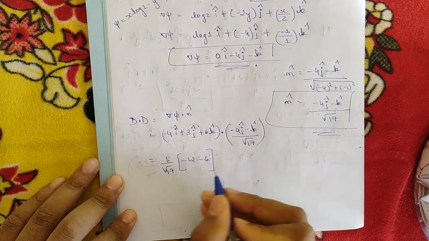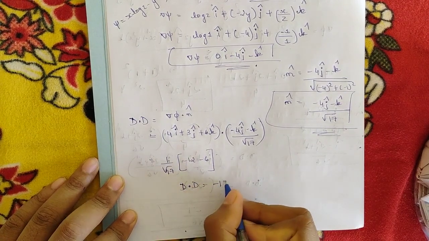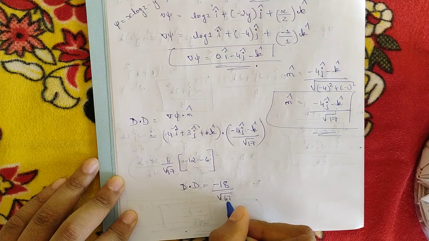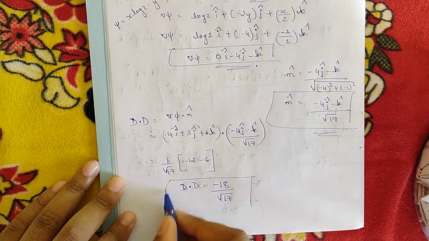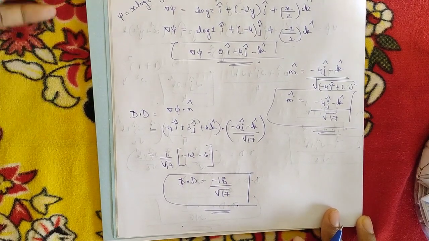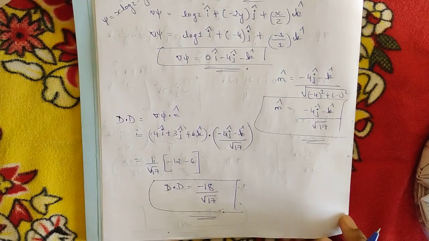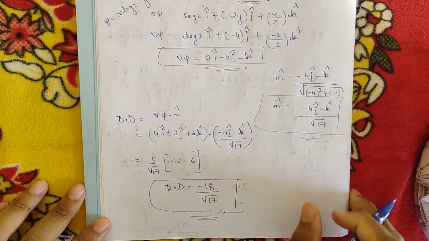So our answer is -12 minus 6, that is -18 divided by root 17. So this is our answer for directional derivative. Hope it is clear. So look at this problem once again and try to solve it. Very easy one. Let us get to the next problem now.